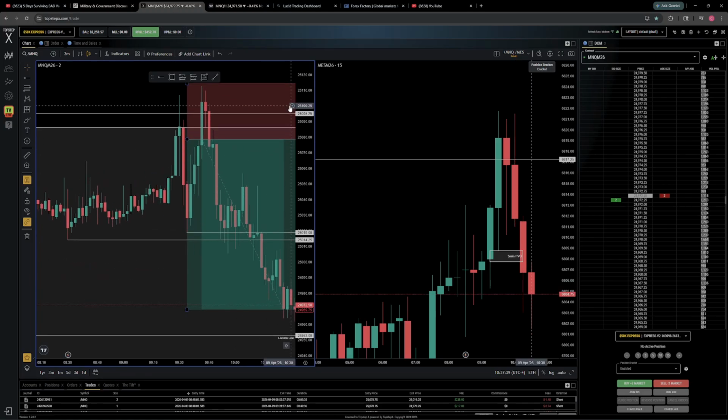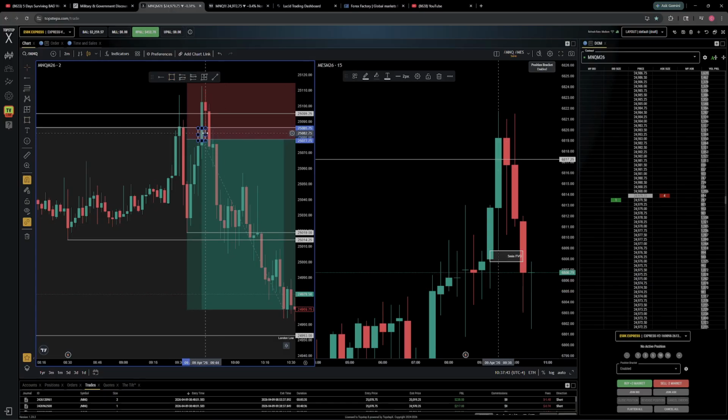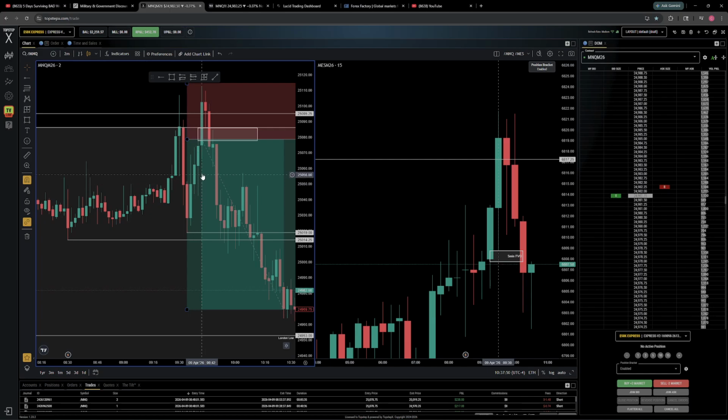We have 1 minute, but this 2-minute gap right here, we have a 2-minute gap right here. And then nothing, there are no lower fair value gaps in this leg.